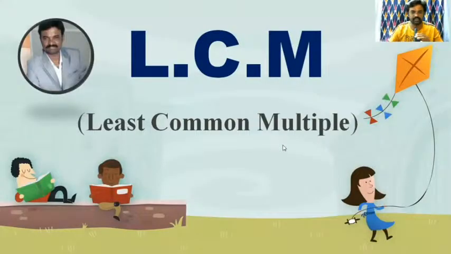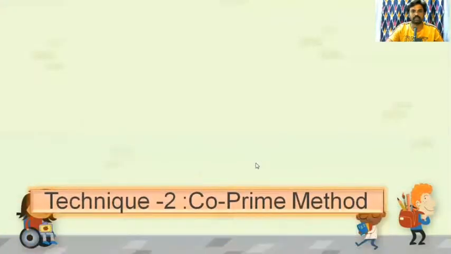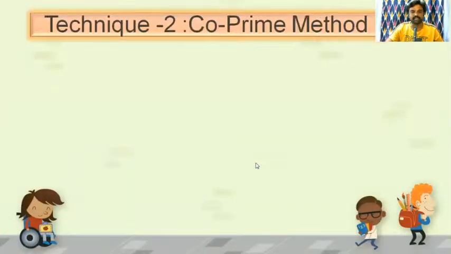Hi, my dear friends. Welcome to Technique 2. Technique 2 is nothing but the co-prime method. It means if there are co-primes in the given problem, then what would be the technique to find the LCM? Let us see now.